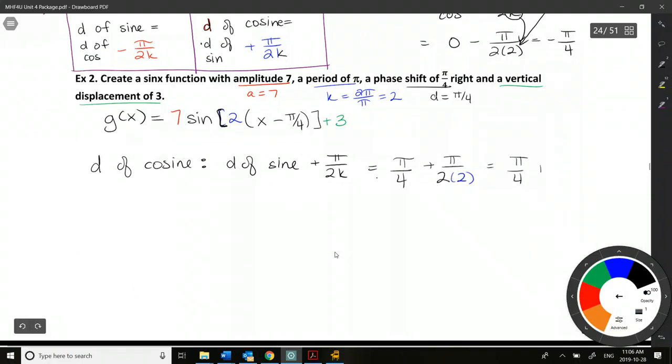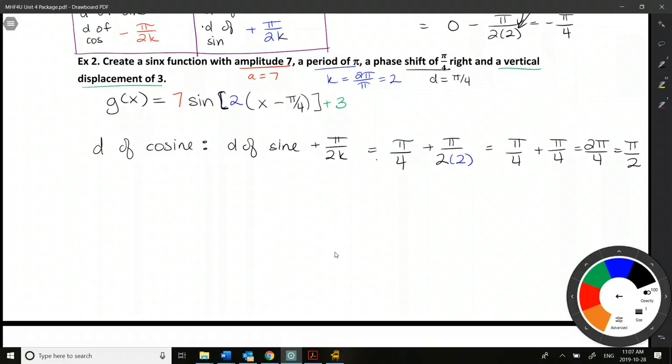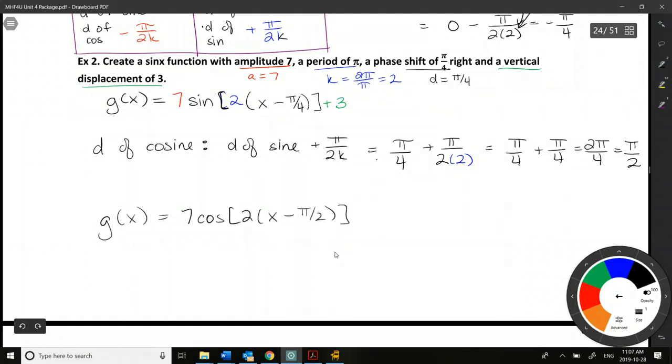So I'll get pi over 4 plus pi over 4, which gives me 2 pi over 4, or simplifies to pi over 2. So because I got a positive answer, is this telling me right or left? Right. It's telling me right. So if I were to write this sine function as a cosine function, we'll do 7 cos 2x minus pi over 2, because it's a right shift, plus 3.